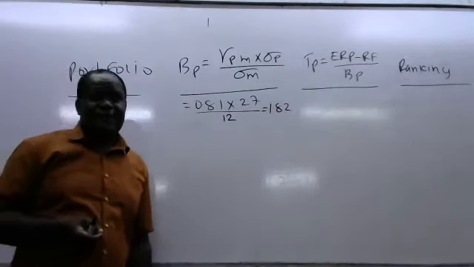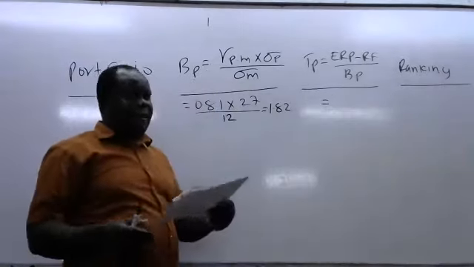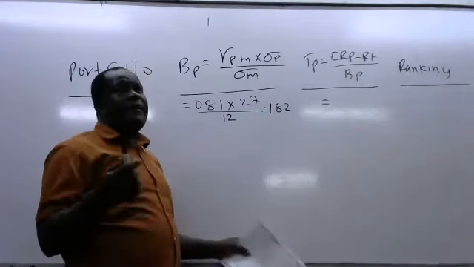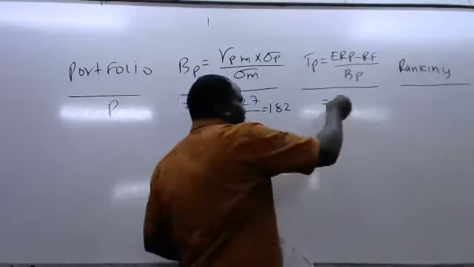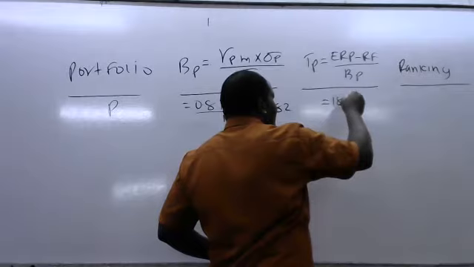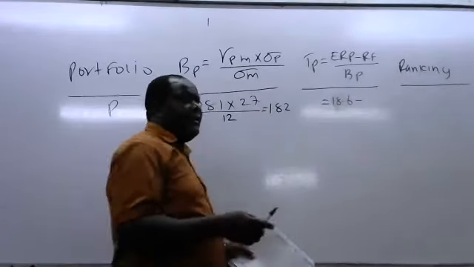Now after that, we get the Treynor ratio of the portfolio. Are you able to see the expected return for that portfolio P? Average annual return is the same as expected return. They have given us 18.6. So we take 18.6 and subtract the risk-free rate. Are you able to see the risk-free rate? They have given us 9. Then you divide by 1.82, so that we get the Treynor ratio of that portfolio.